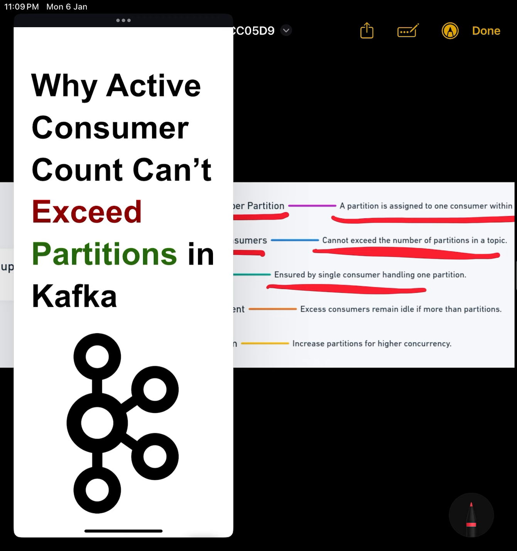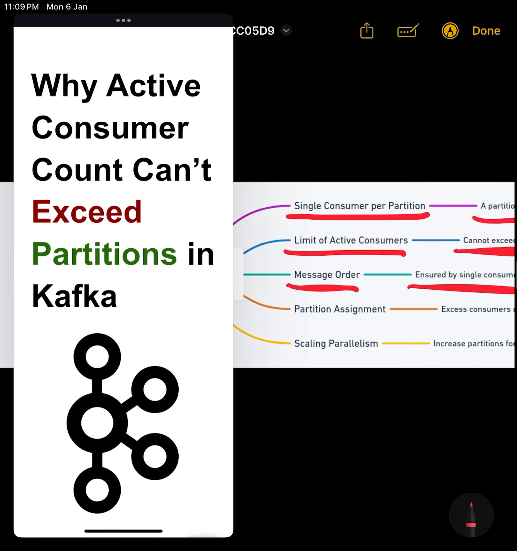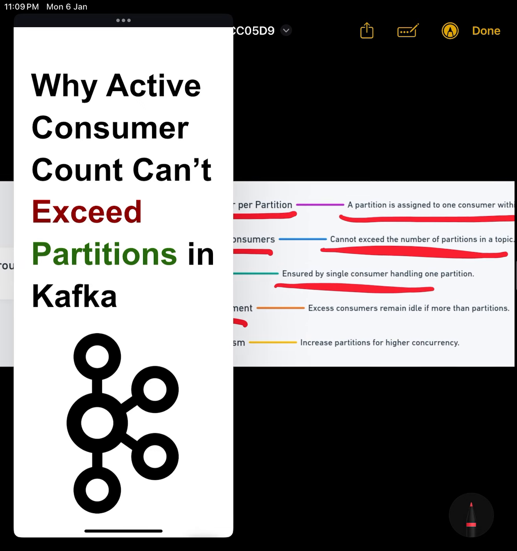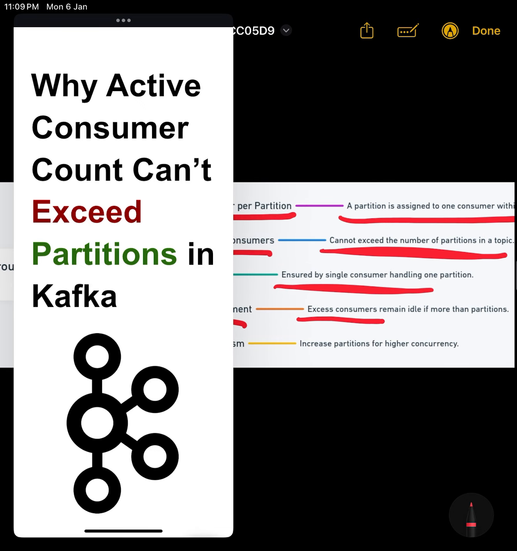3. Partition assignment rules. Kafka uses a partition assignment strategy to evenly distribute partitions among the consumers in a group. If the number of consumers equals the number of partitions, each consumer gets one partition. If there are fewer consumers than partitions, some consumers handle multiple partitions. If there are more consumers than partitions, the extra consumers remain idle since there are no partitions left to assign.